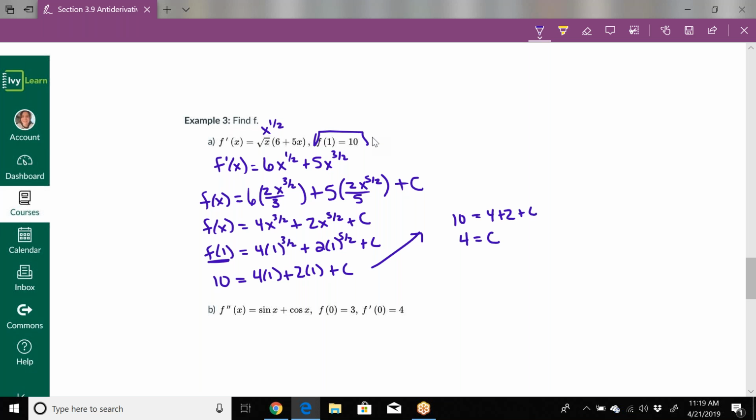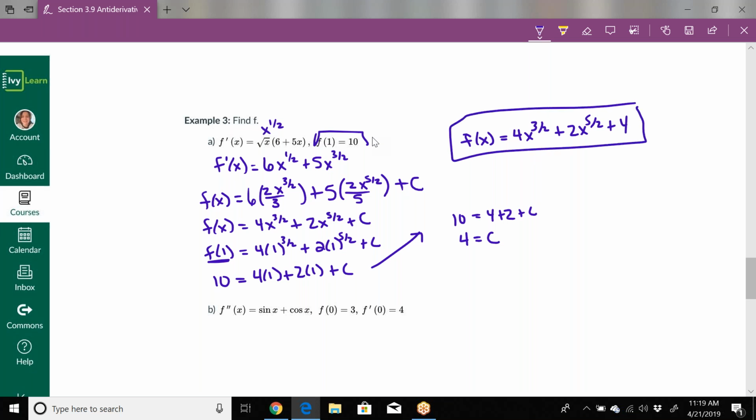So my actual formula for my function here, this is the particular solution for this original f prime that goes through this point, is f of x equals 4x to the 3/2 plus 2x to the 5/2 plus 4. So there's that function value.